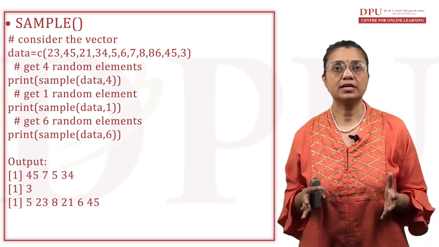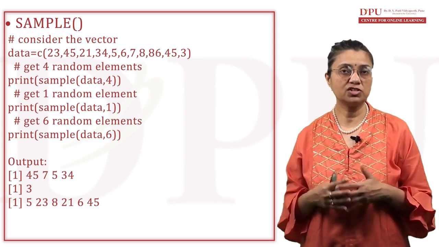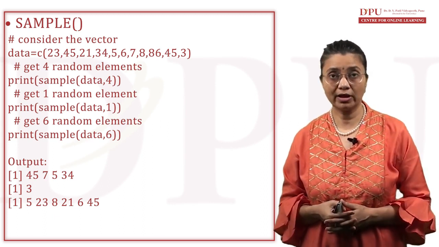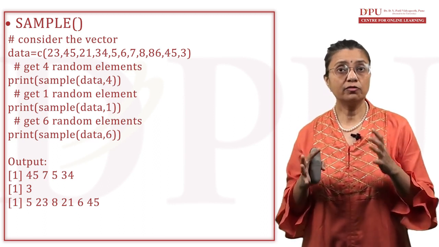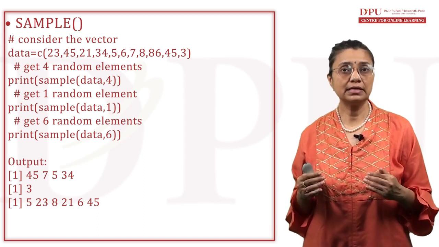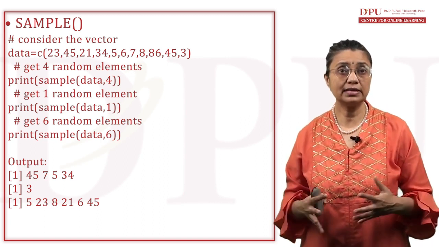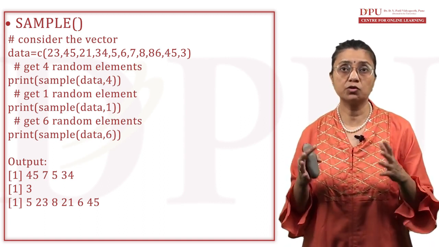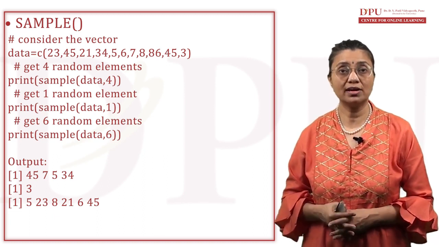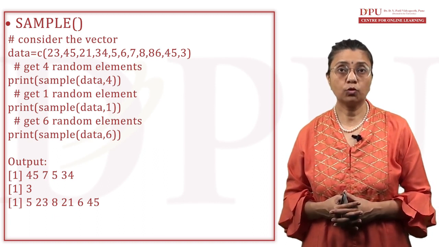I'll write print, and within print I'll call the sample function, and within the sample function I'm passing the data as my variable, comma, number of random elements I want. So I pass data comma 4. Basically now this function will generate a sample of 4 numbers out of this data set. So you can see the output. The output is 45, 7, 5 and 34.